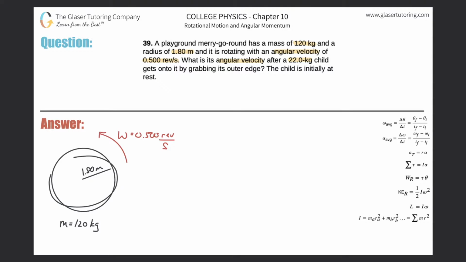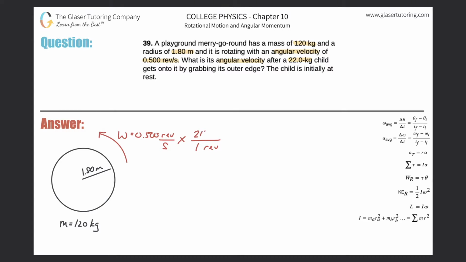So here's our merry-go-round. It has a radius of 1.8 meters. The angular velocity is 0.5 revolution per second, and the mass is 120 kilograms. Before I approach anything, I know I'm probably going to have to convert these units. I need to get rid of revolutions per second and get radians per second. So let's just do it now.